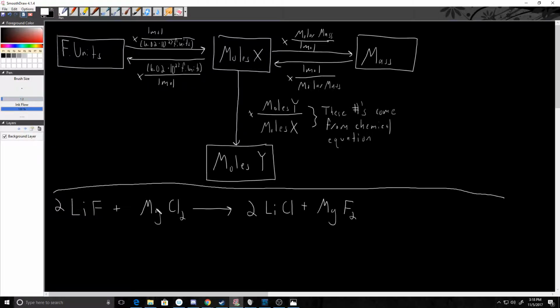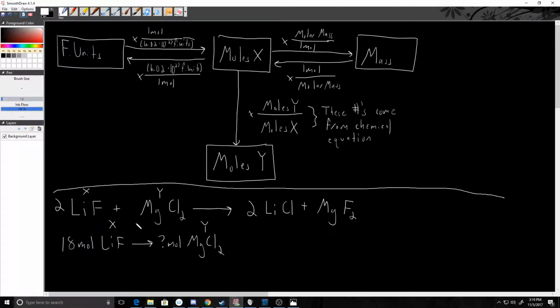Let's say instead I'm given 18 moles of lithium fluoride, and I want to know how many moles of magnesium chloride I will need. This is where this new addition to what we've been doing comes into play. First, moles X, moles Y. X is whatever you're given. It doesn't matter if it's on the reactant side or the product side. Whatever I'm given, that's my X. In this case, lithium fluoride is my X. Y is whatever we're looking for, so moles of magnesium chloride is my Y. Both X and Y are on the reactant side.